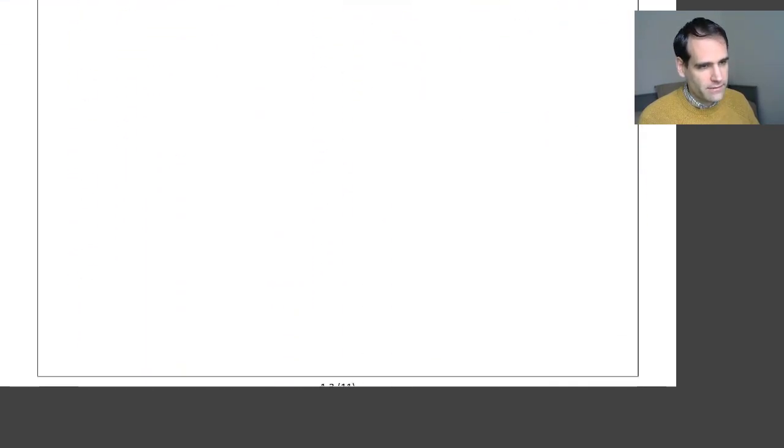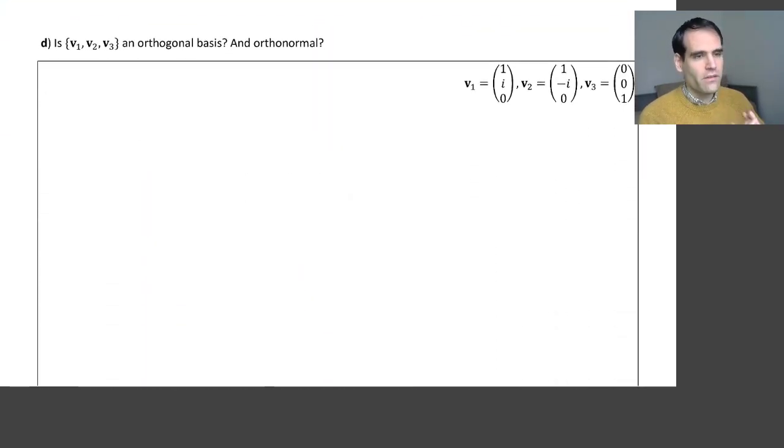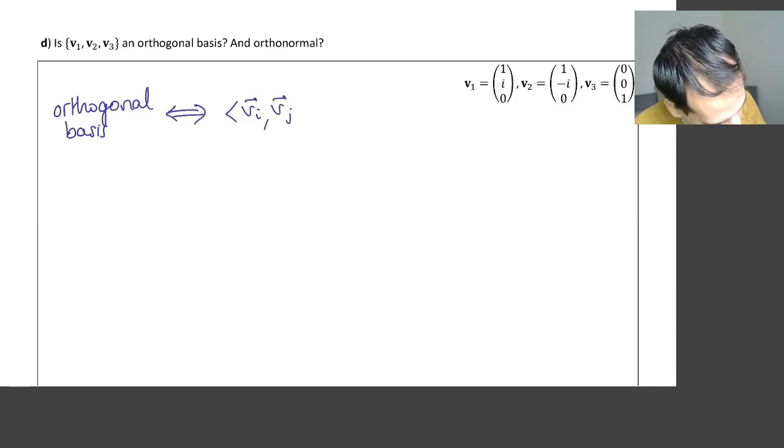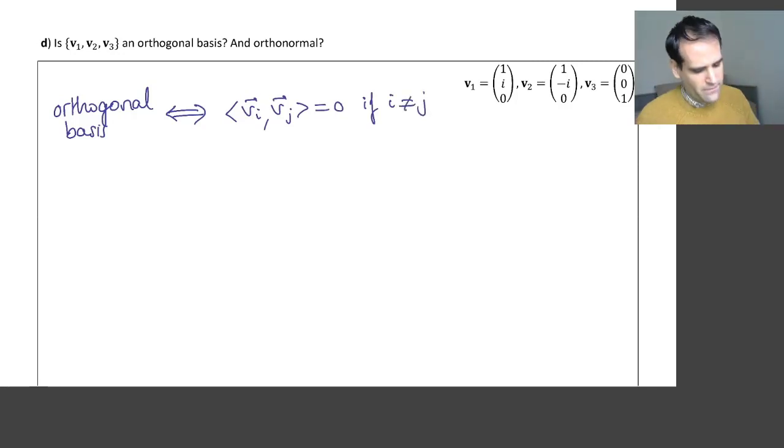The next part asks, is v1, v2, v3, the set of three vectors, is it an orthogonal basis? And is it an orthonormal basis? So we need to check those things. So remember, what's the definition of orthogonal basis? Orthogonal basis, if and only if the inner product between vi and vj is equal to 0 if i is different to j. That's the definition of orthogonal basis.